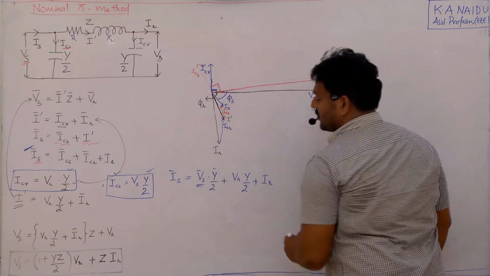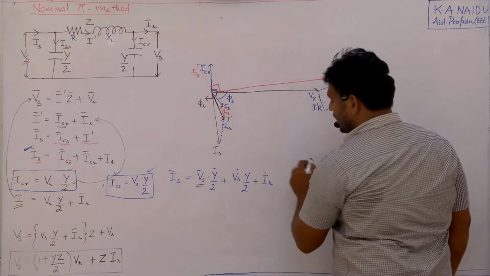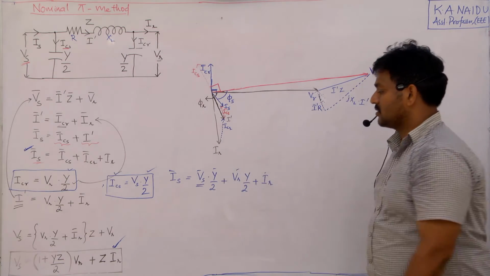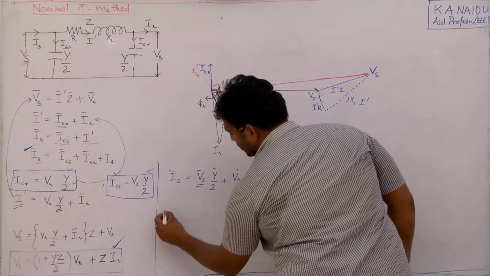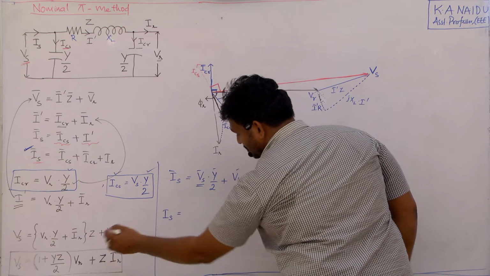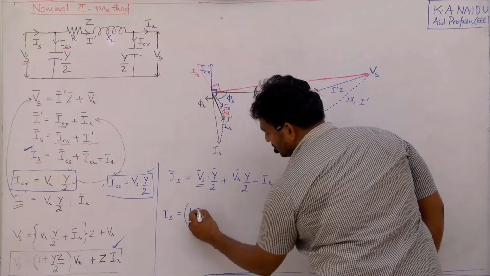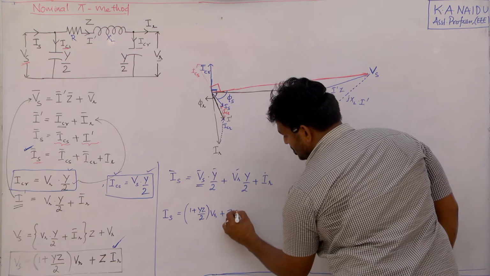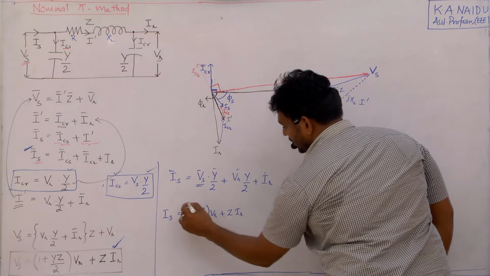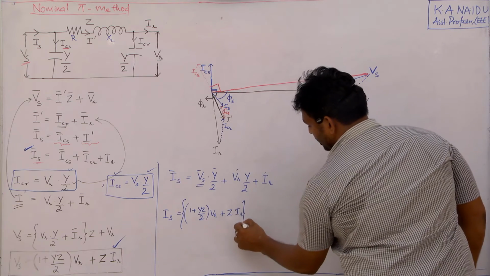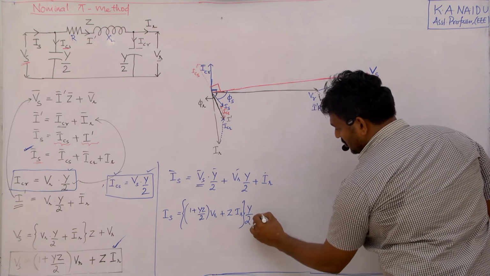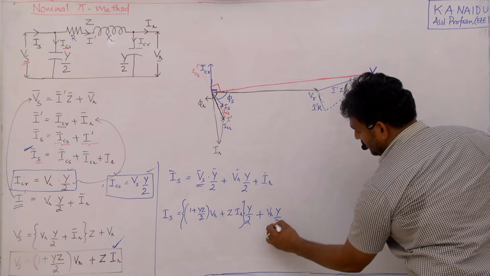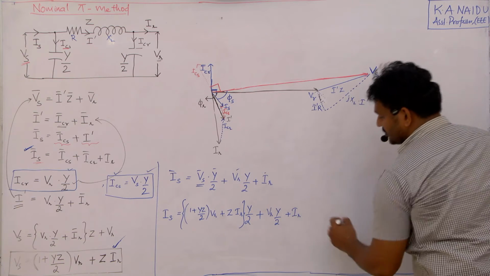So Vs we have here, but we want Is in terms of VR and IR. But Vs we have resolved here. So substitute that Vs here. So in this equation, if you substitute, you will get Is is equal to, you substitute that entire equation, (1 plus YZ by 2) into VR plus Z into IR. Okay, this is Vs into Y by 2 plus VR into Y by 2 plus IR. Clear?